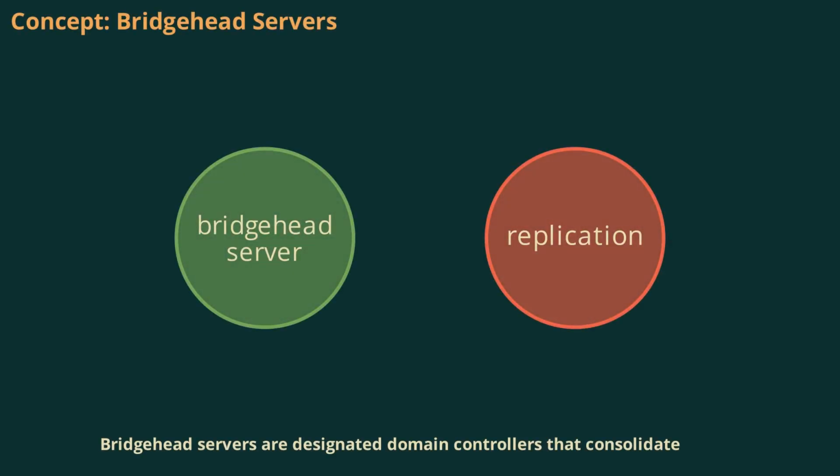Bridgehead servers are designated domain controllers that consolidate all replication traffic entering or leaving a site. They prevent a mesh of redundant WAN connections, ensuring efficient and manageable replication across sites. Selecting appropriate bridgehead servers is a key architectural decision.